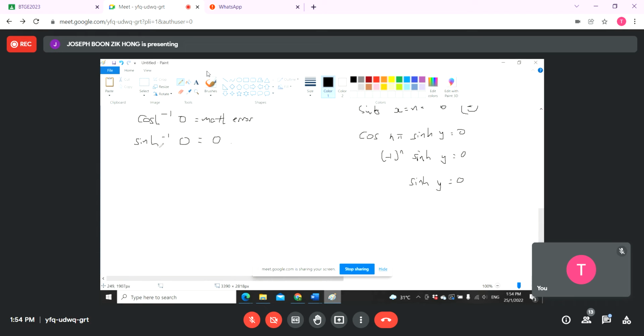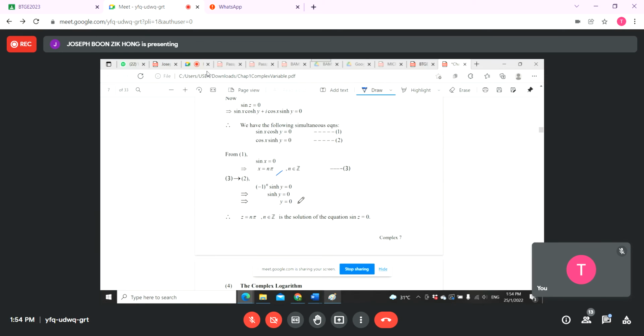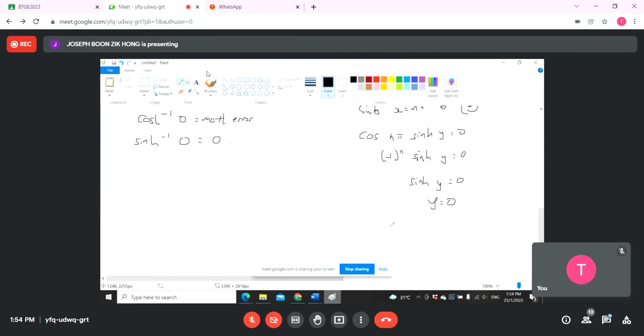Okay, and then just now we tried already. Sine hyperbolic inverse of 0 is 0. So that means your y will be 0. So that's why you have y equal to 0, x equal to n pi. If you combine both, because your z is x plus iy, it will be n pi only.